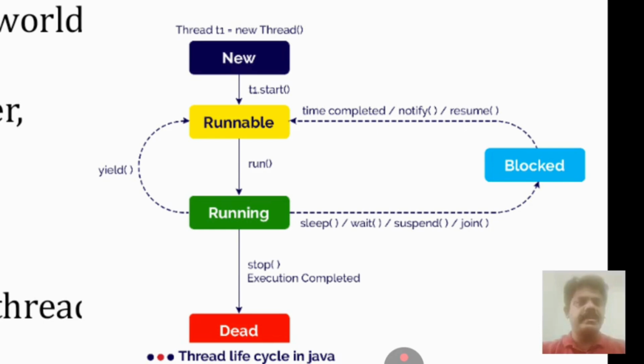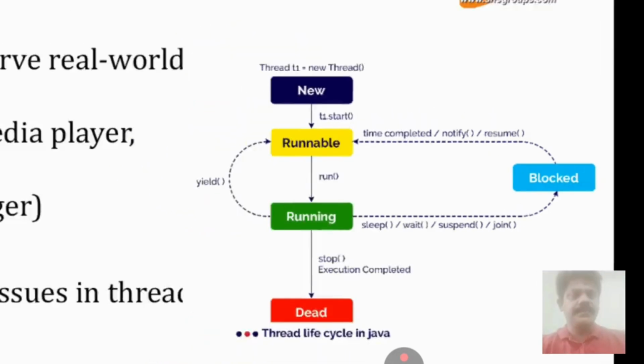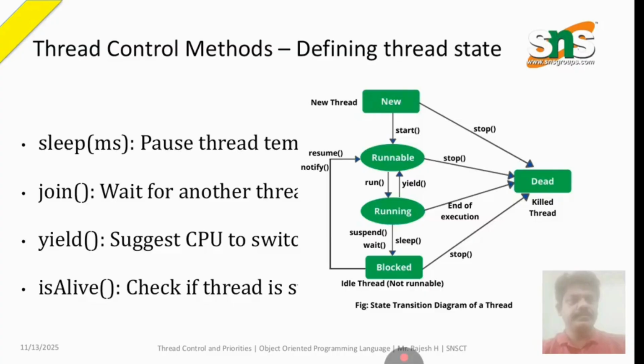So this is the thread life cycle in Java, and you can see the start function, run function and stop function, most commonly used in every thread handling process. Sometimes it may switch from the running state to the runnable state through the yield function also. From running to the blocked state, it may happen through the sleep function, wait function, suspend function or join function. Then from the blocked state it can resume through the notify function or resume function. So these are the methods implemented for thread handling.